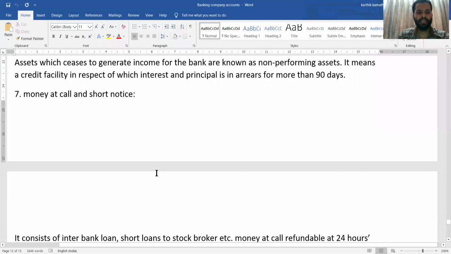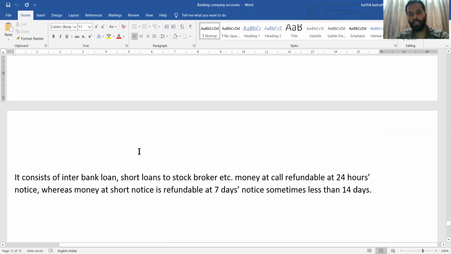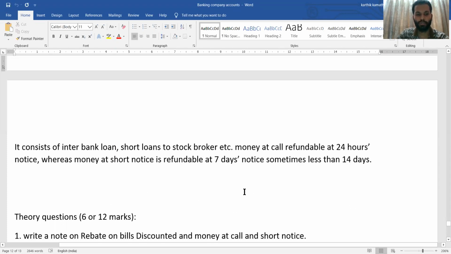Next thing is money at call and short notice. What do you mean by money at call and short notice? Suppose money is not paid, then a call is made by the company. It consists of interbank loans or short loans to brokers, etc. Money at call is generally refundable at 24 hours' notice. Money at short notice is refundable at 7 days' notice. Sometimes it is less than 14 days. Usually below 14 days, you are treating it as money at short notice.